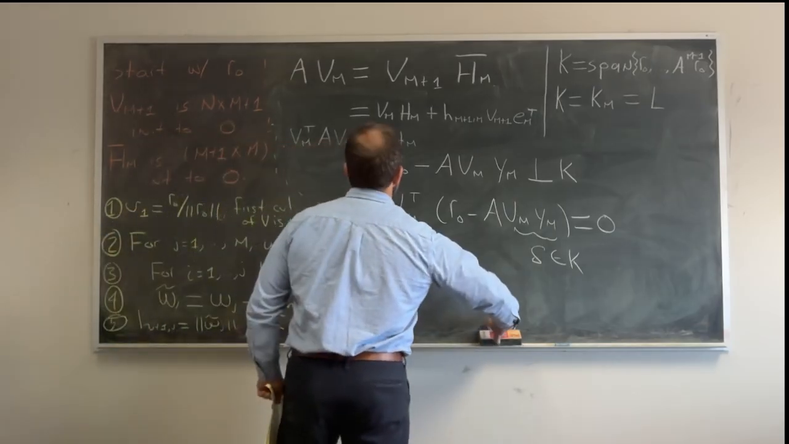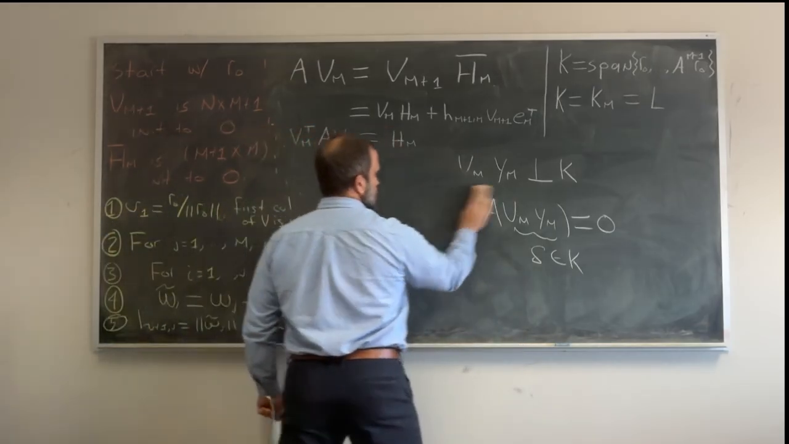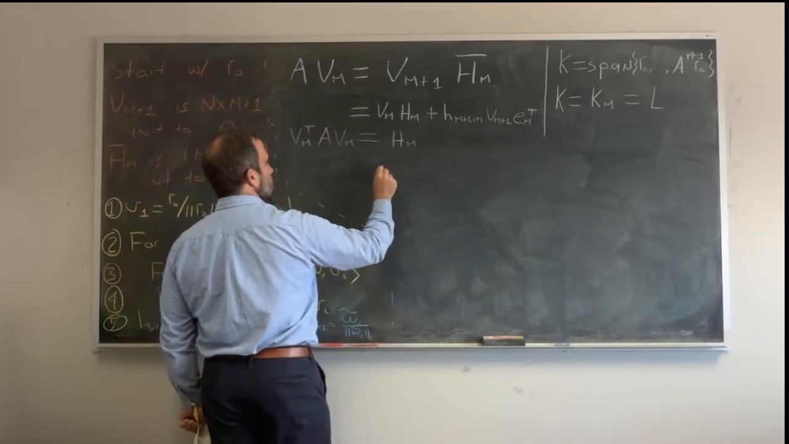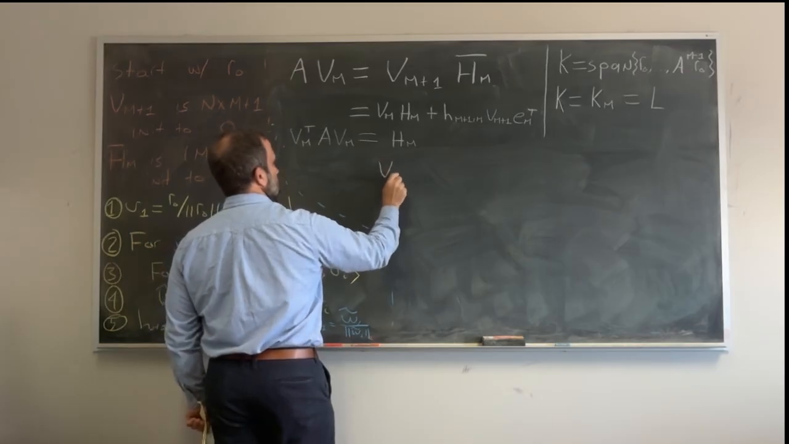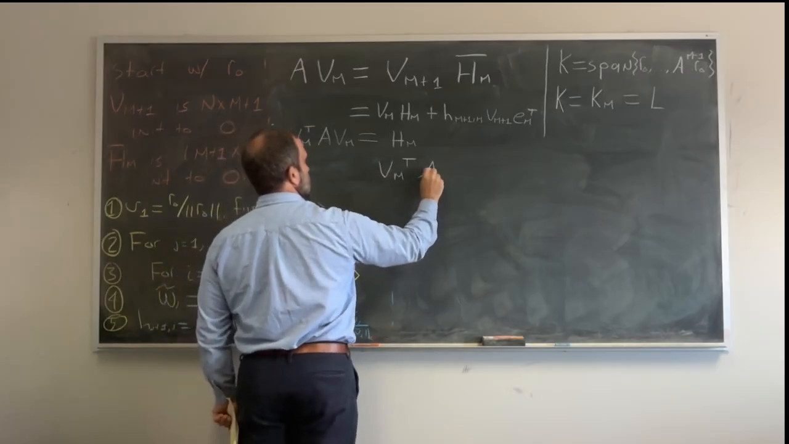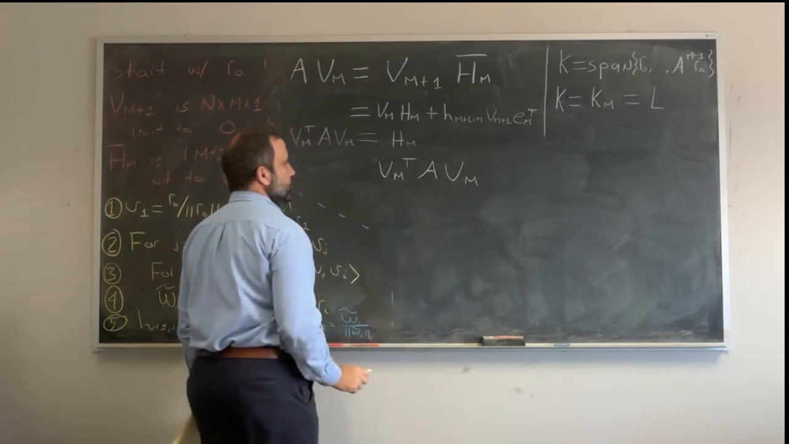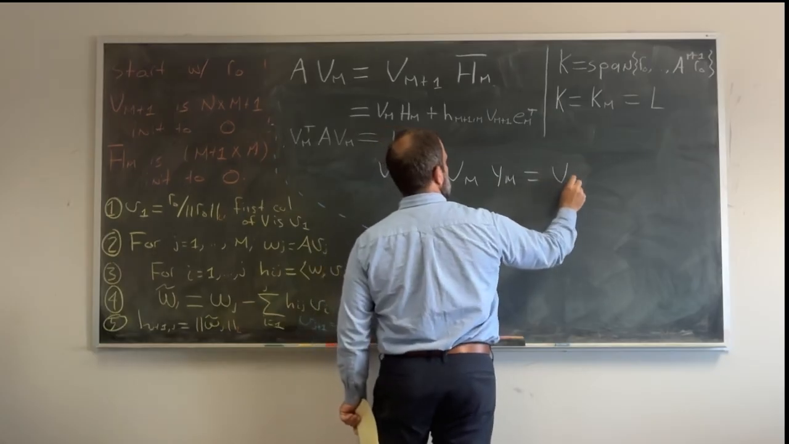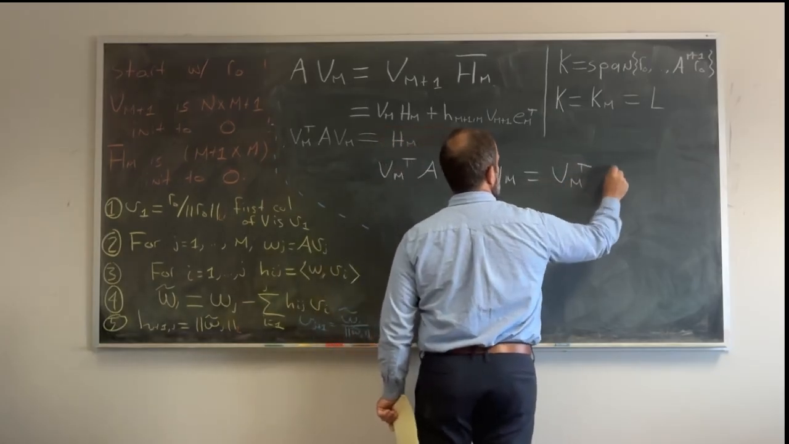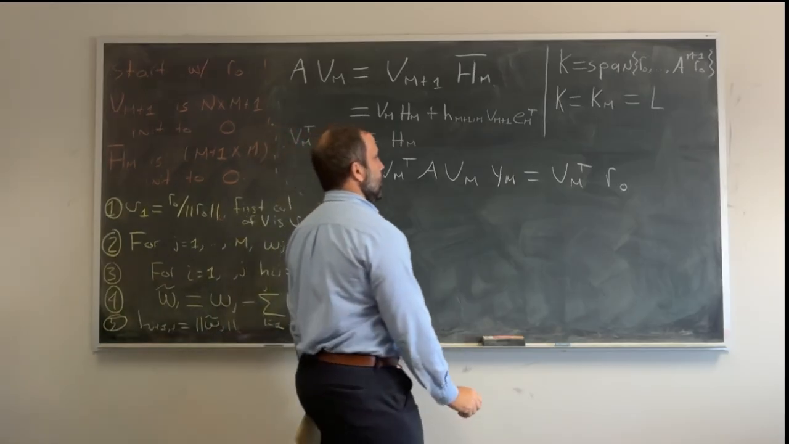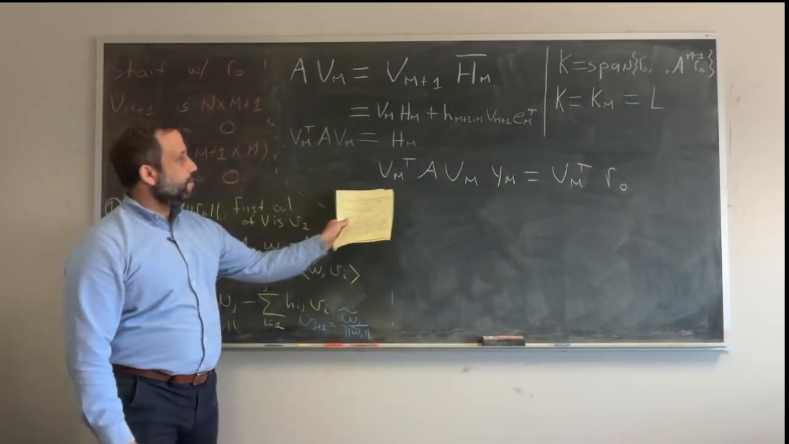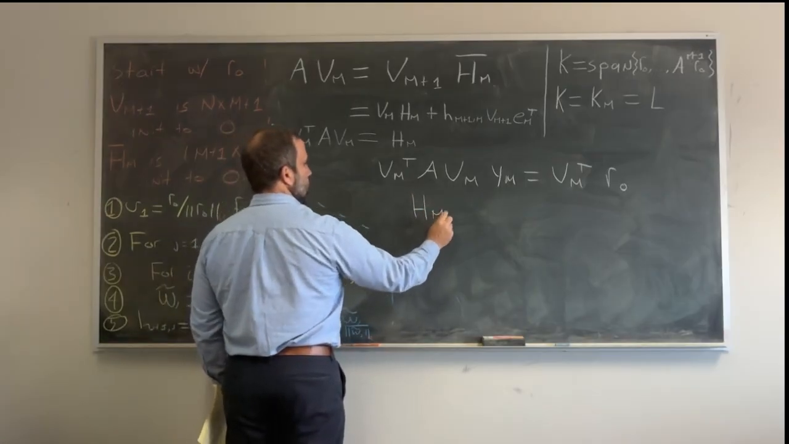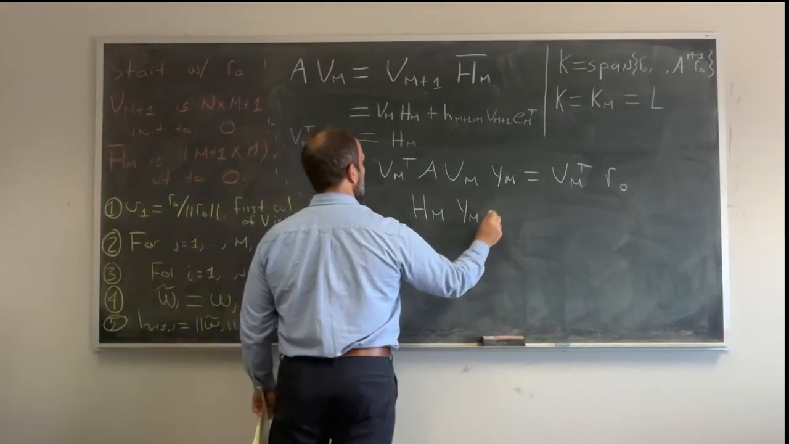Okay, so I'm going to rewrite this. And so now what we have is we want to solve Vm transpose A. If you distribute the Vm transpose, you're going to get Vm transpose A Vm Ym is equal to Vm transpose R naught. Now we have a formula. Vm transpose A Vm is just equal to HM. So on the left-hand side, we're going to have HM Ym.